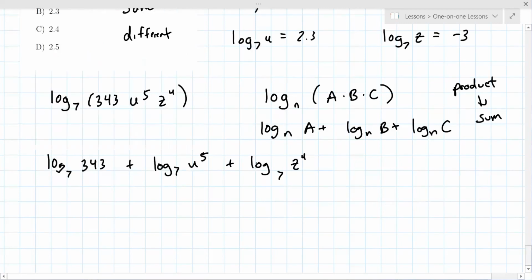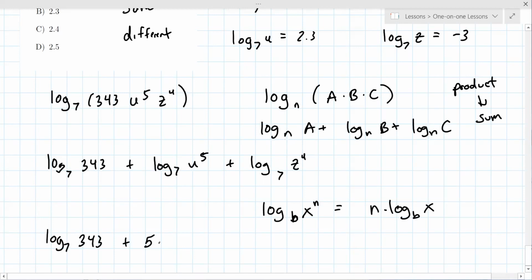Do you recall the property used for exponents? Not exactly. Okay, so the property is n times log base b of x. Oh, okay. So just bring that exponent in front. So it's log base 7 of 343, plus 5 times log base 7 of u, plus 4 times log base 7 of z.